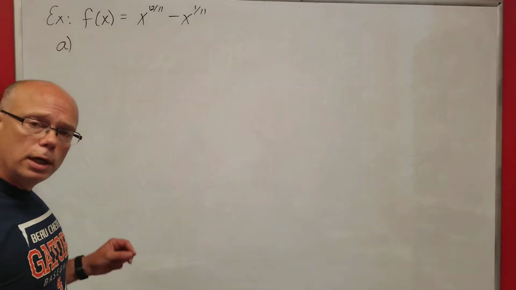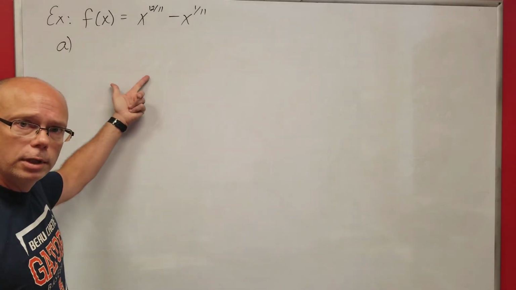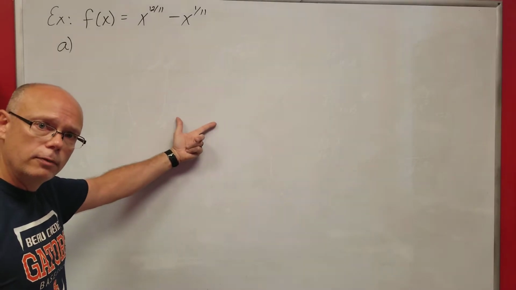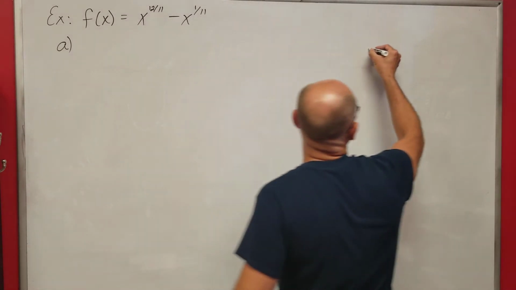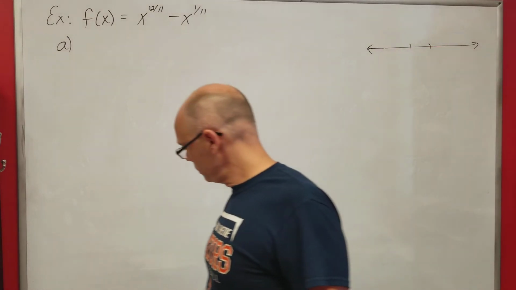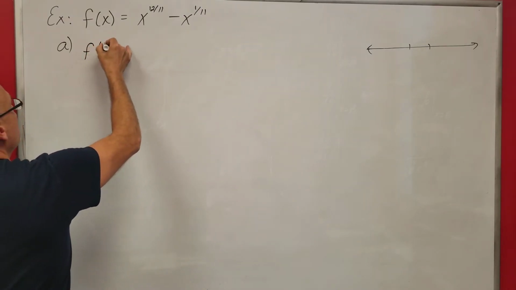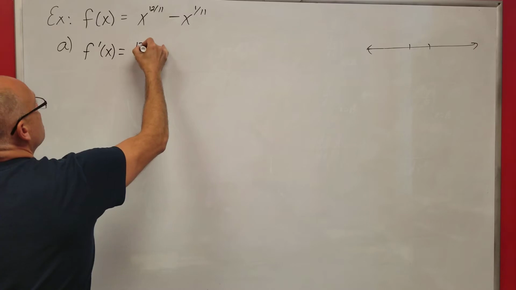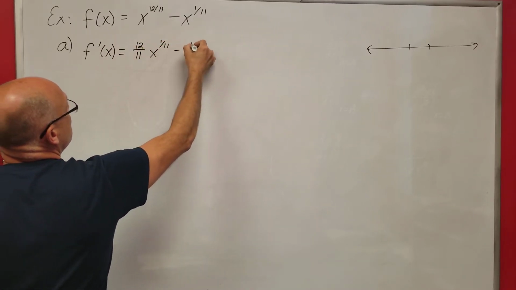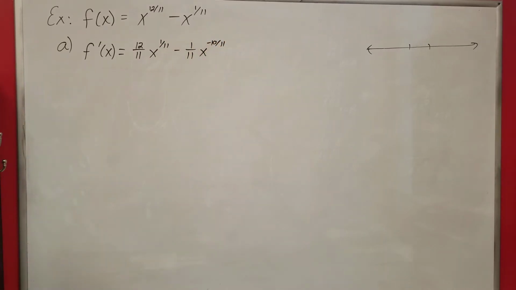How do I check for increasing and decreasing? Big picture: find my derivative, find where my derivative is equal to 0 and where it's undefined, draw a number line, break it up with those numbers, and use test values. So first, I've got to find my derivative. f prime of x is 12/11 x to the 1/11 minus 1/11 times x to the negative 10/11.